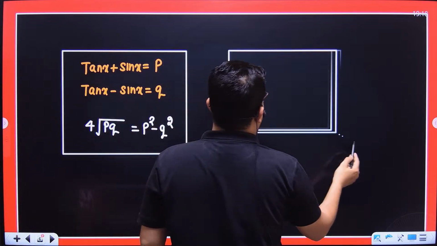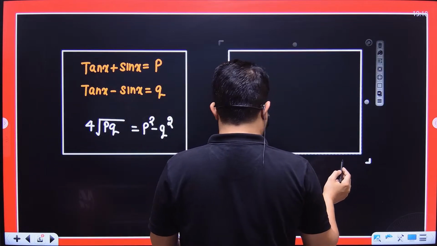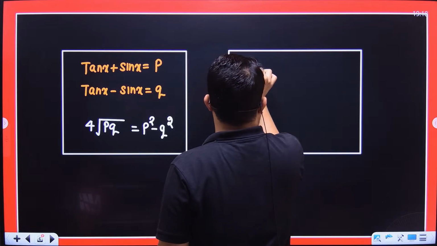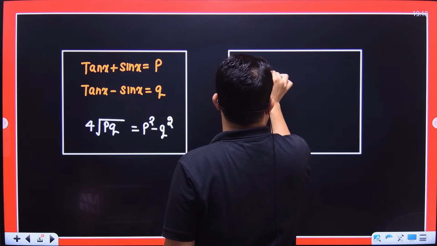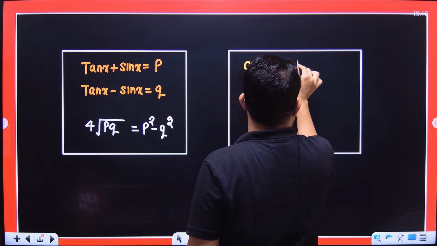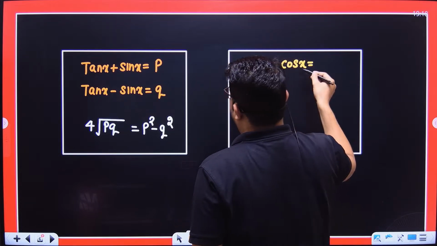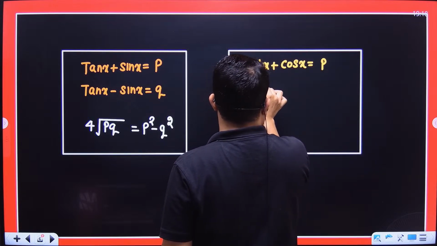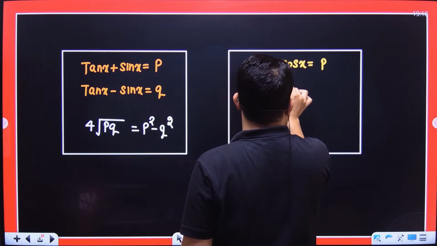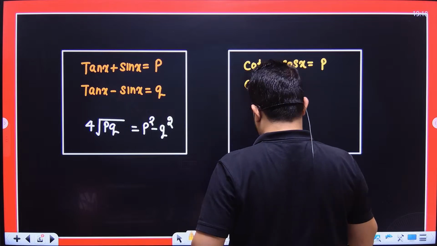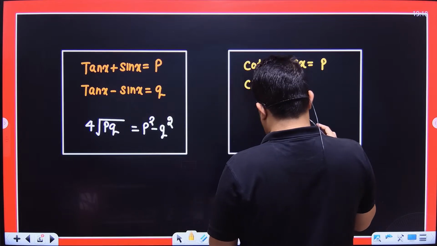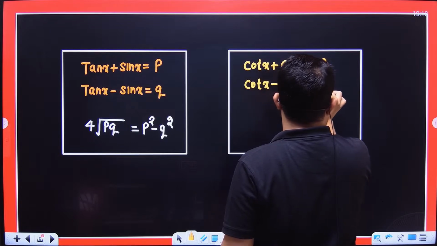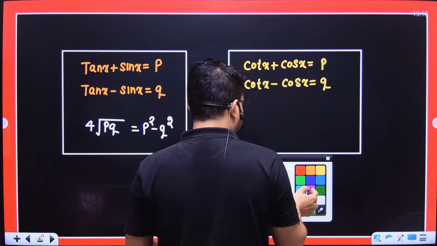And we have another result, one in cot and cos and one in tan and sin: cot x plus cos x. See, if you remember these results, then it will be very beneficial for you in your examination, because you can apply them directly. And questions which take 2 to 3 minutes to solve will be solved without pen and paper. It means you can directly solve the question.